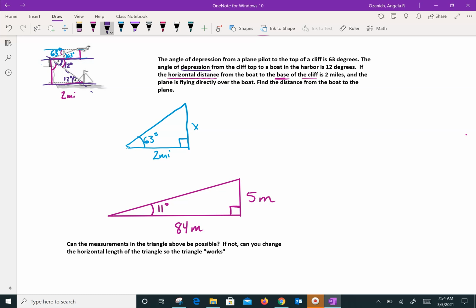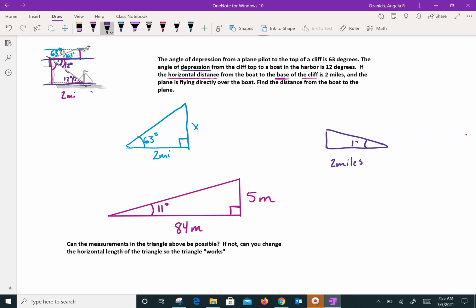Okay, so this picture looks more like coming back this way, right? See if I can draw it for you. 2 miles. Oh, my picture is way off. Let's at least draw something that's a little bit more like 12 degrees.